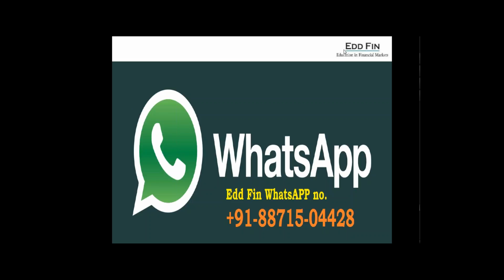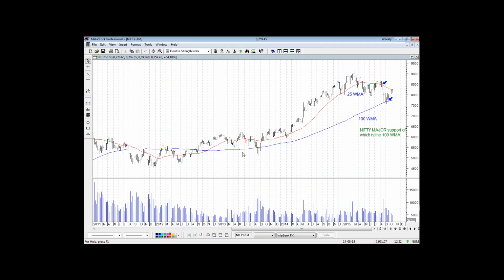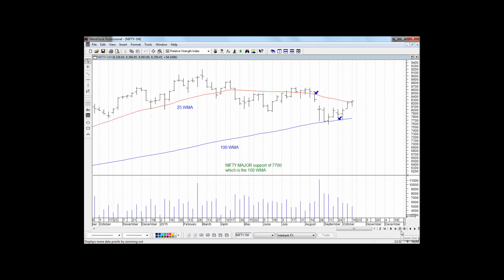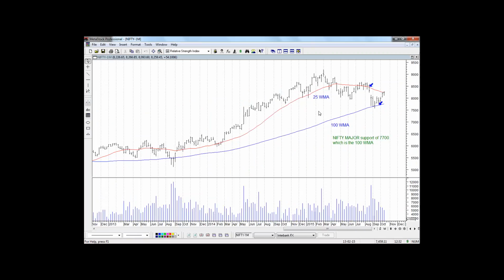So now let us see some practical charts, how the charts are made, how you can work on a chart. As you can see, this is the chart of Nifty. What we have done is we have converted this chart into a weekly chart, and we have used two moving averages. One is the 100 weekly moving average. As you can see, it is a perfect support. This is a practical implementation and an updated chart.